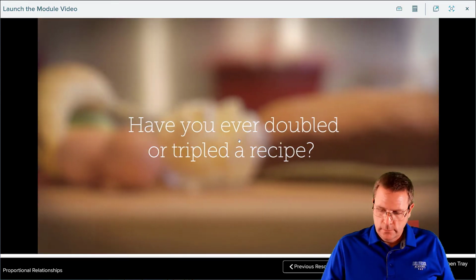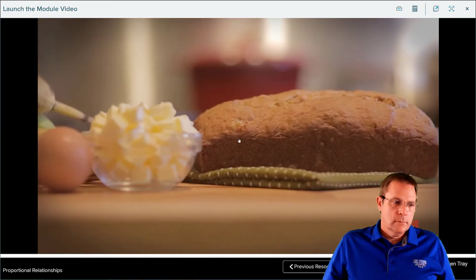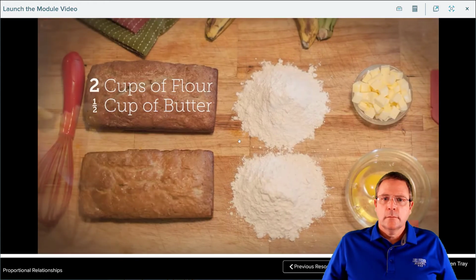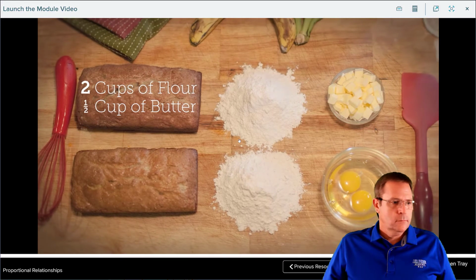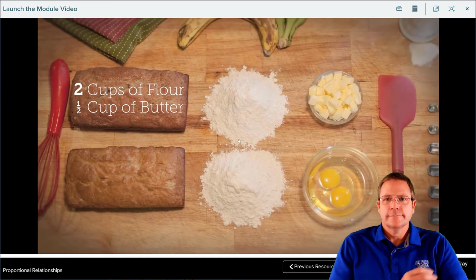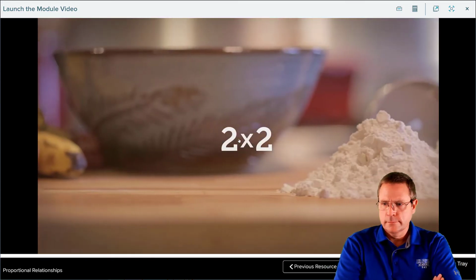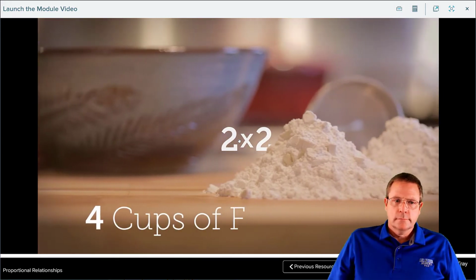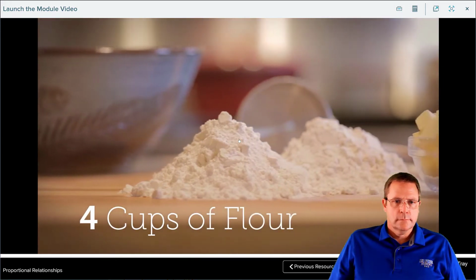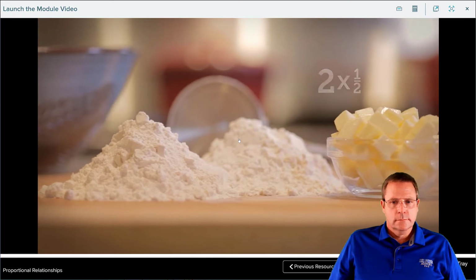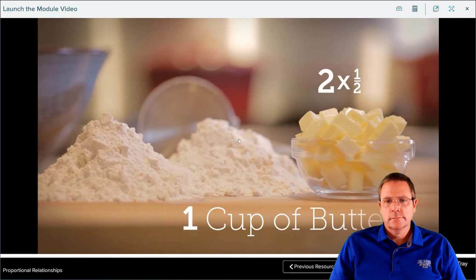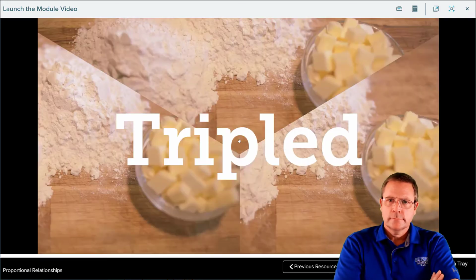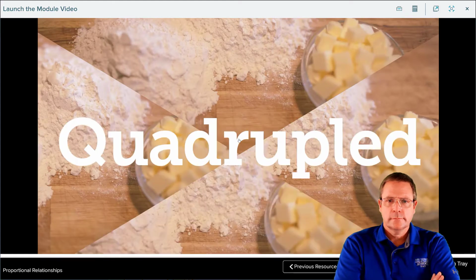Have you ever doubled or tripled a recipe? Suppose you were making banana bread. You might need 2 cups of flour for every half cup of butter. If you double the recipe, how many cups of flour would you need? You would need 2 times 2, or 4 cups of flour. How many cups of butter would you need? You would need 2 times 1/2, or 1 cup of butter. What would you need if you tripled the recipe, quadrupled the recipe?